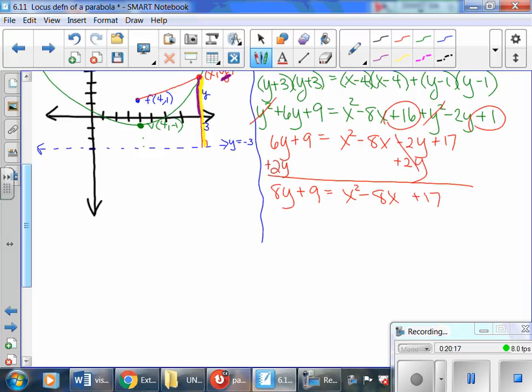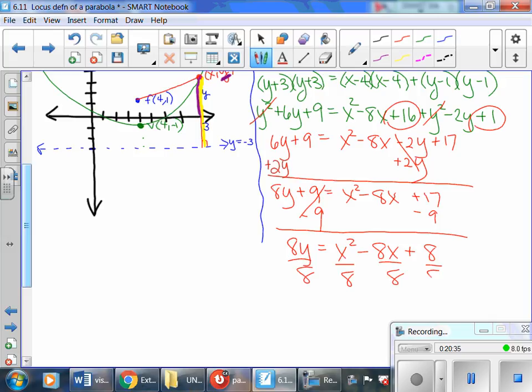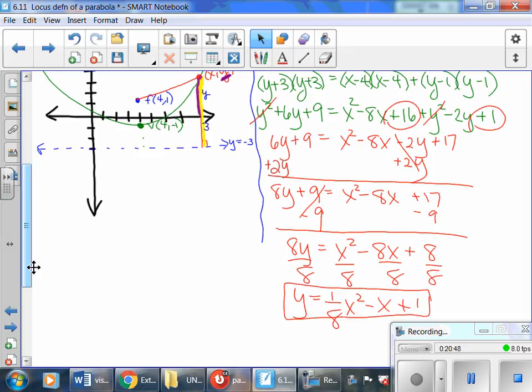Now we're solving this for y, right? So that means we want to move this over. I have to keep reminding myself, just like you do, what we're doing. So I get 8y is equal to x squared minus 8x plus 8. And now divide everything by 8, and y is equal to 1 over 8 x squared minus x plus 1. There is my lovely equation. These are kind of fun. I like these.